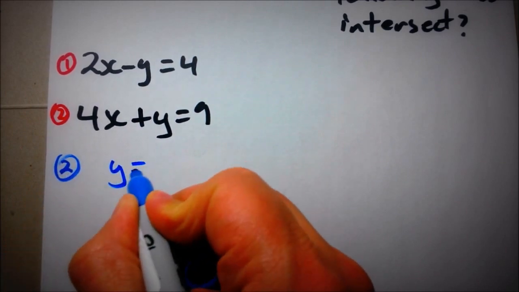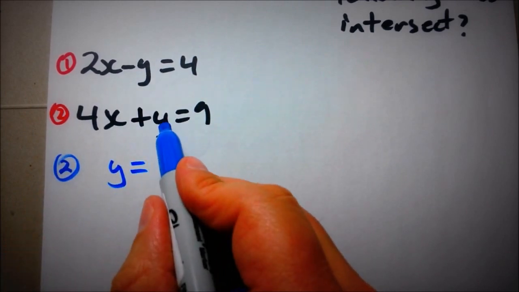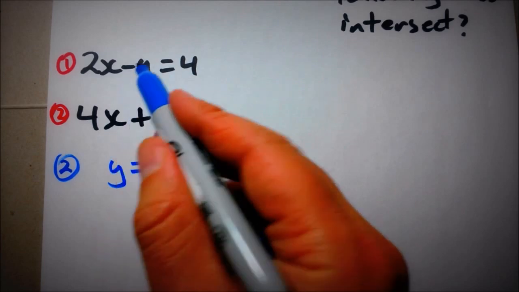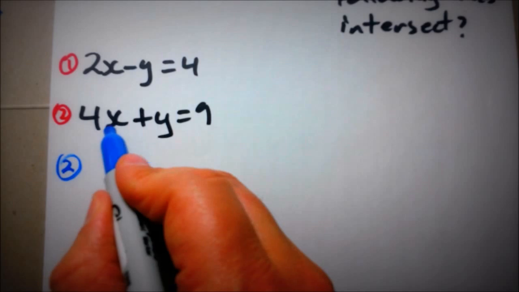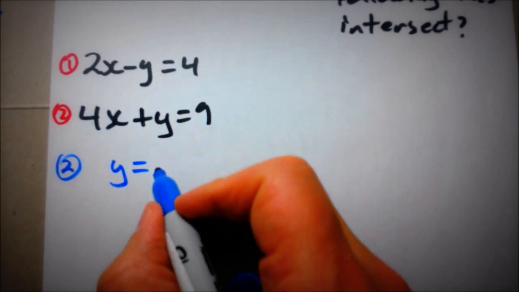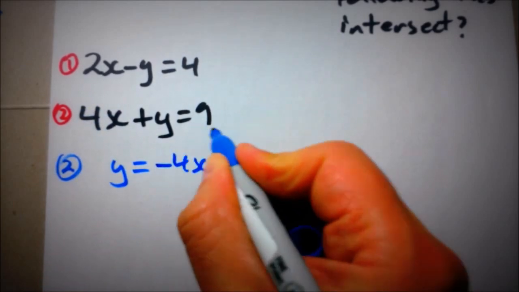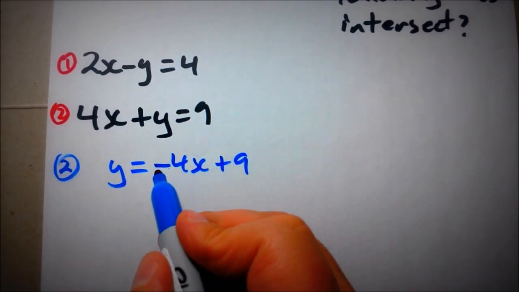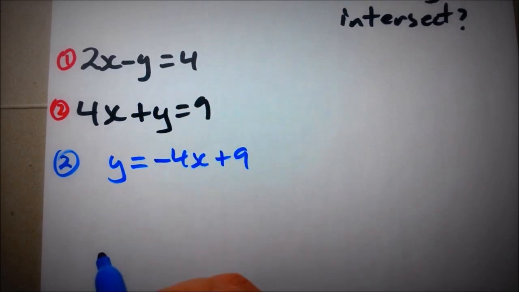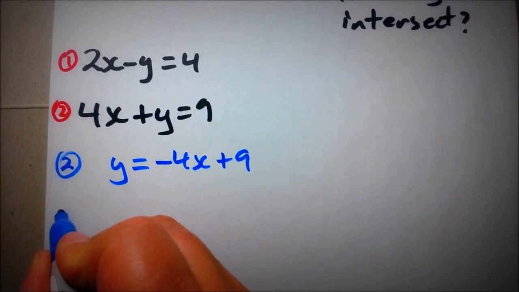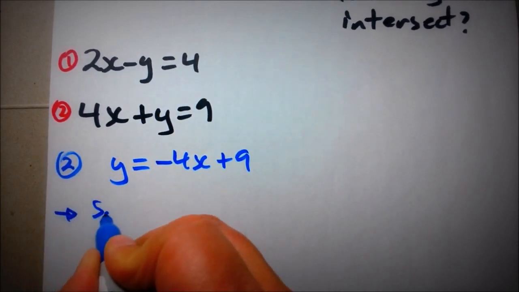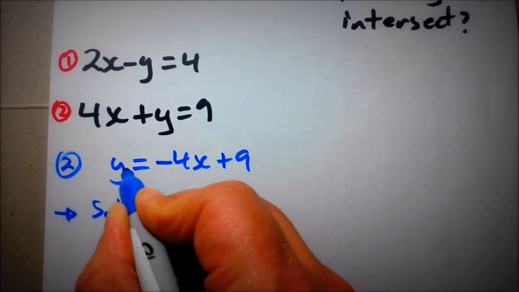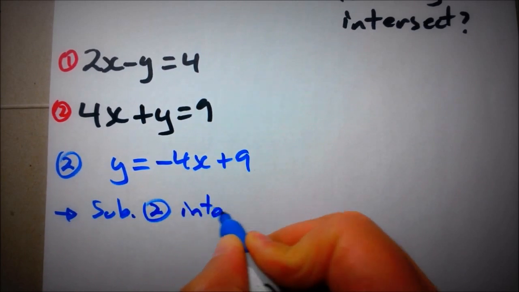So I'm going to create a new equation too. y is equal to, and I prefer to choose equation 2 simply because the y variable here is positive. This one is negative. So 4x, when you move this term to the other side of the equal sign, it becomes negative 4x plus 9. Now we're going to use this to substitute it into equation 1.